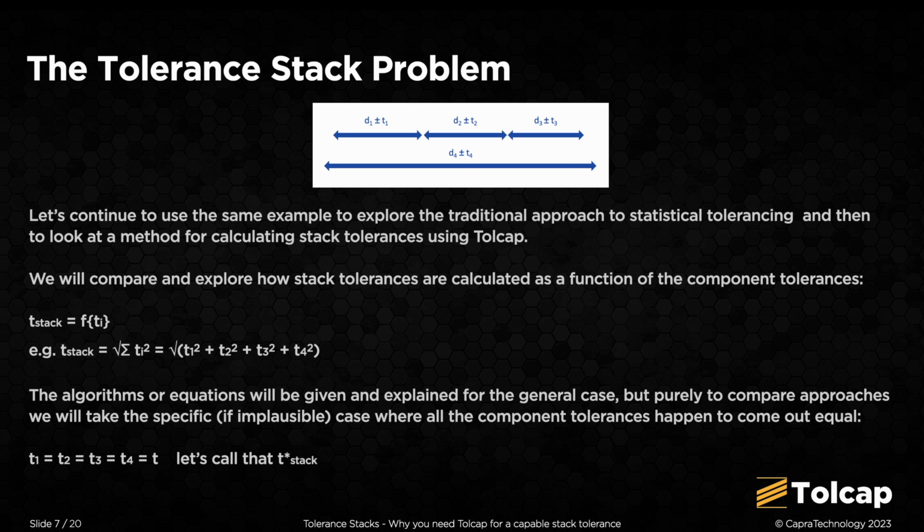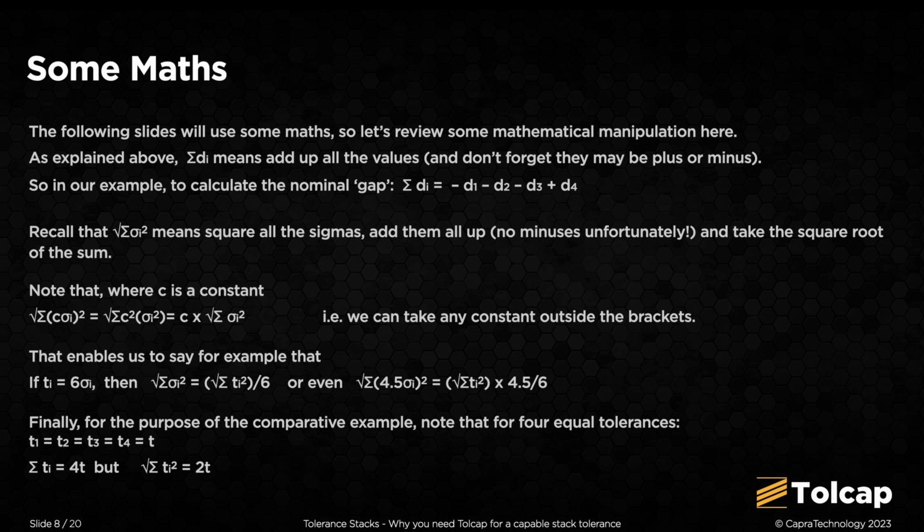We'll look at this and some others, but the algorithm or equation will be given and explained for the general case. But purely to compare approaches, we'll take a rather artificial case where all the component tolerances happen to come out equal. T1 equals T2 equals T3 equals T4 equals T, and then for that, let's call the stack tolerance T star stack. The following slides will use some maths, so let's review some recurring mathematical manipulation here first.